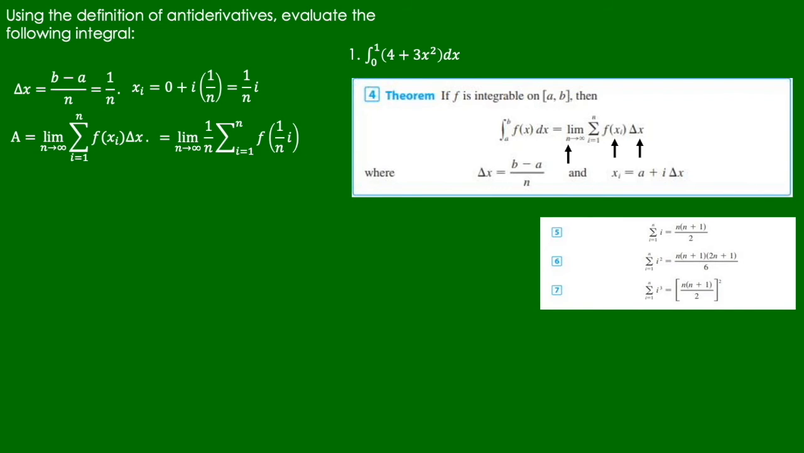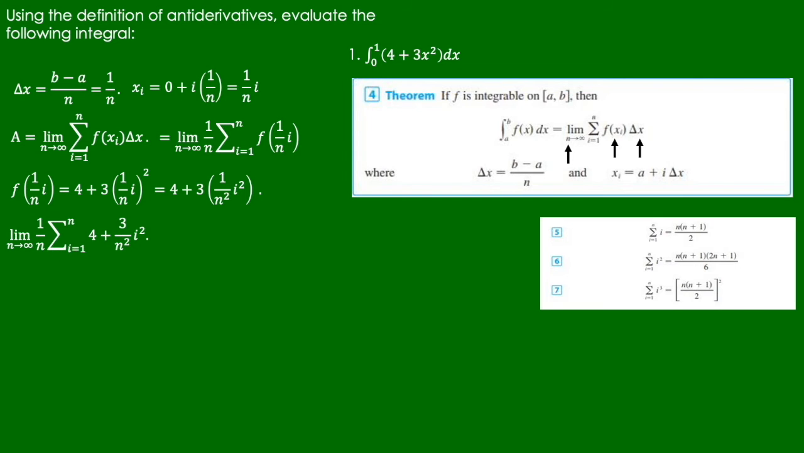Now, we have to figure out what exactly is f of 1 over n times i. Anytime you have f of something, it implies that whatever's in the parentheses, you have to plug into your function f. Our function f is 4 plus 3x squared in this case. So we're plugging 1 over n times i into 4 plus 3x squared. So plug 1 over n times i into every single x value, and this is what you'll get. Now, that gets replaced, 4 plus 3 times 1 over n squared times i squared gets replaced inside the summation. And this is what we have.